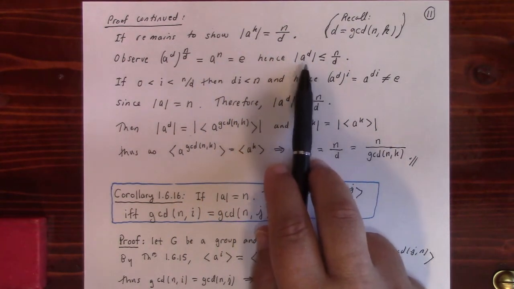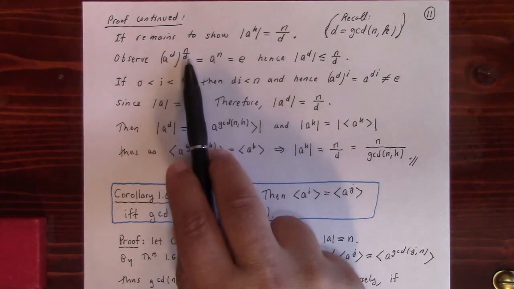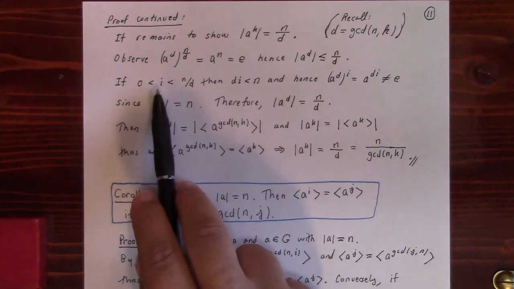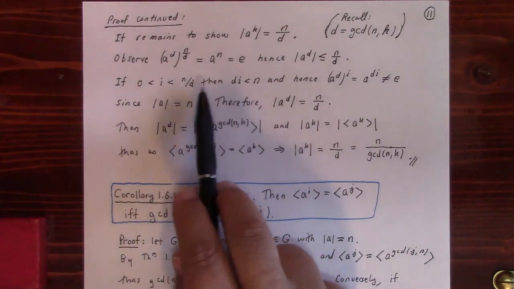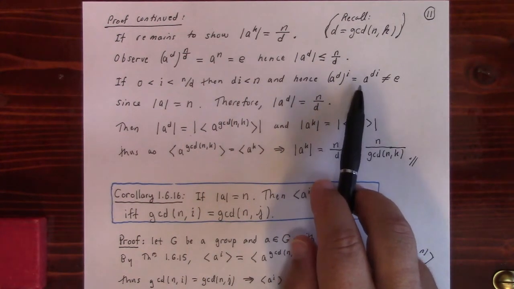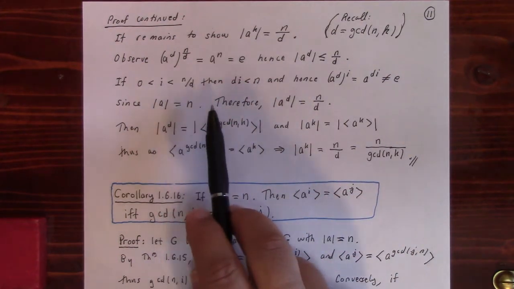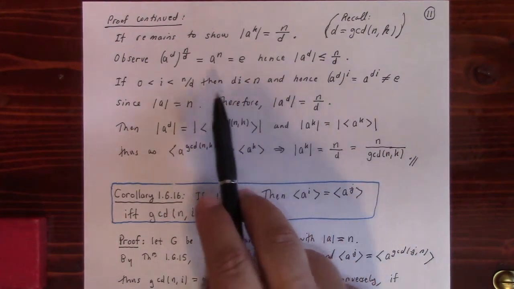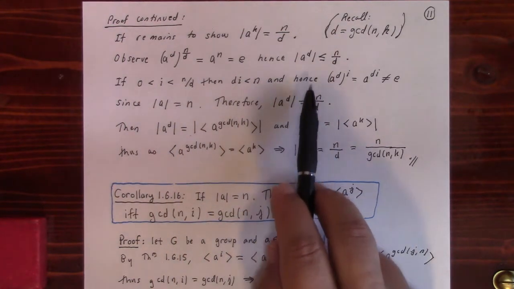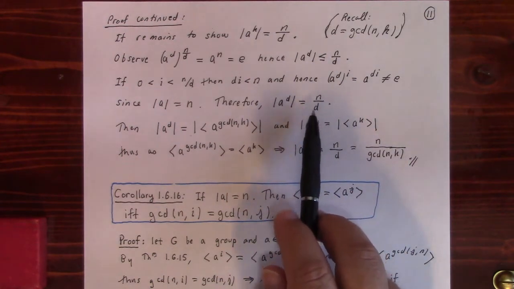Hence, the order of a^d is at most n over d, because we just showed that the n over d power gives us e. And if 0 was less than i was less than n over d, well then we'd have di less than n, and hence (a^d)^i would be a^(di), which is not equal to e, since the order of a is n. Therefore, it must be that we don't have less than, we actually have equality. The order of a^d is n over d.